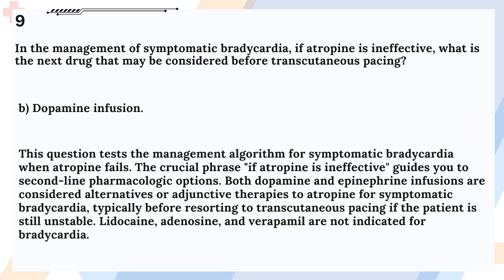Answer B. Dopamine infusion. This question tests the management algorithm for symptomatic bradycardia when atropine fails. The crucial phrase, if atropine is ineffective, guides you to second-line pharmacologic options. Both dopamine and epinephrine infusions are considered alternatives or adjunctive therapies to atropine for symptomatic bradycardia, typically before resorting to transcutaneous pacing if the patient is still unstable. Lidocaine, adenosine, and verapamil are not indicated for bradycardia.